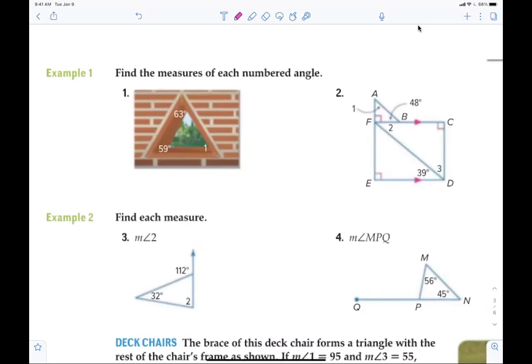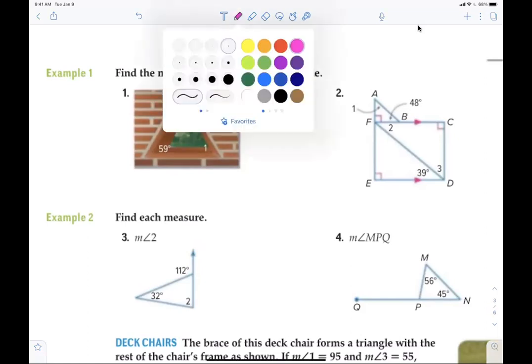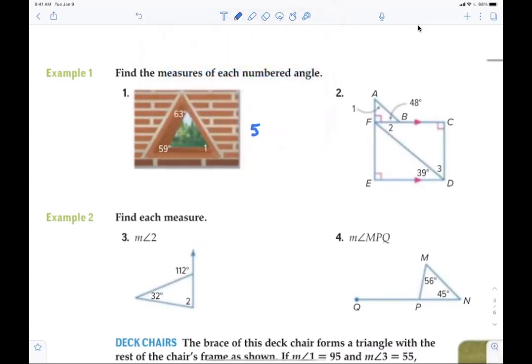So number 1, angle 1 is how many degrees? 58 degrees. Come on, everyone's involved. I don't want someone else doing the work. If you don't have your calculator with you, you can use your iPad's calculator. I don't care. So that's the only one.